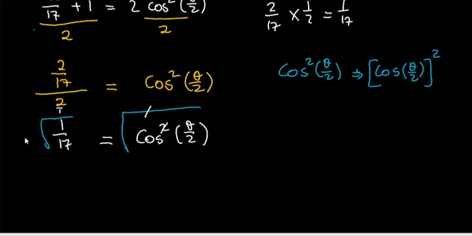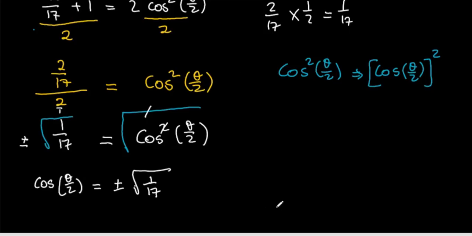Therefore, this will be plus or minus the cos of theta over 2, which is equal to plus or minus the root of 1 over 17. We need to decide on the answer. So now what I need you to do is very important.